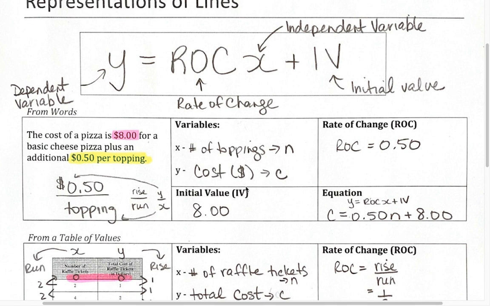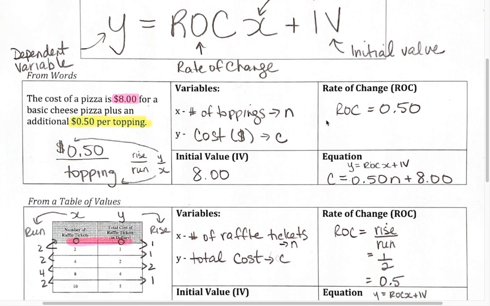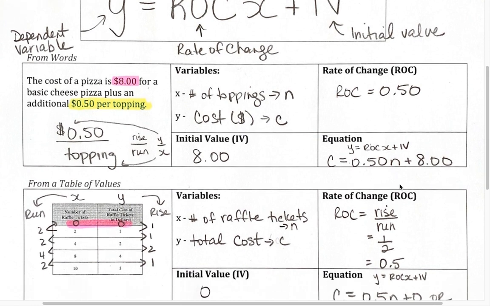The initial value is $8. The rate of change is 50 cents per topping. So when I go back to my original equation, y equals the rate of change times x plus the initial value, well, now I know that the dependent variable, the cost, is equal to the rate of change, which is 50 cents per topping, times my number of toppings for my independent variable, and then I've got my initial value of $8. So the cost is equal to 0.5n plus 8. And now you can use this equation to figure out the cost of pizzas with different numbers of toppings. So there's our algebraic model.